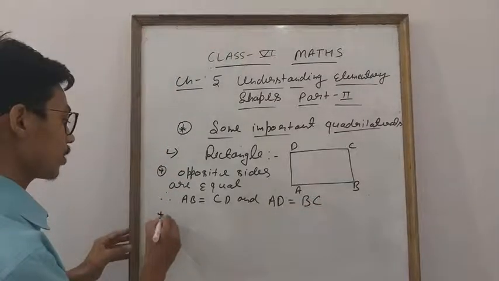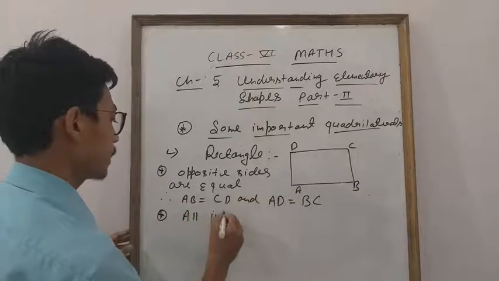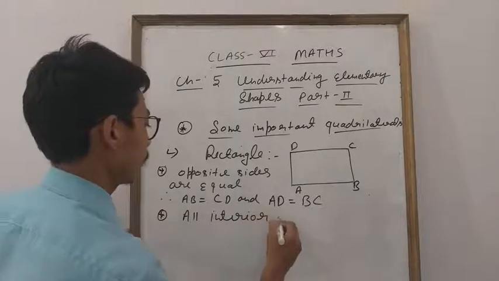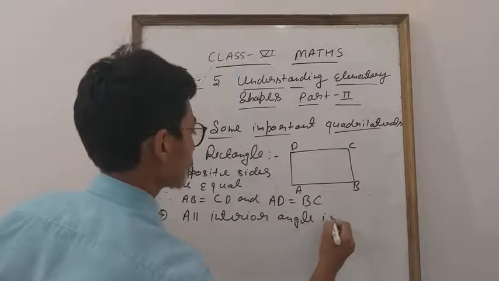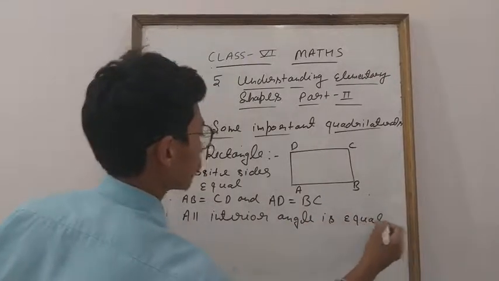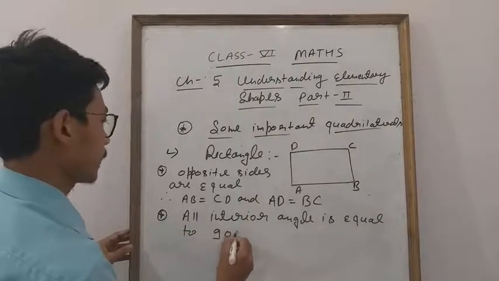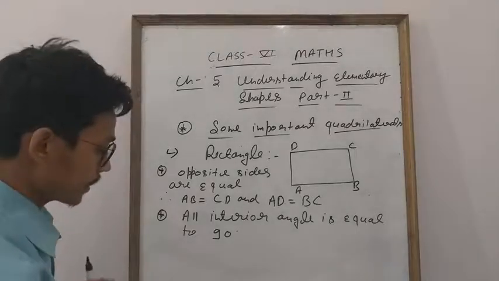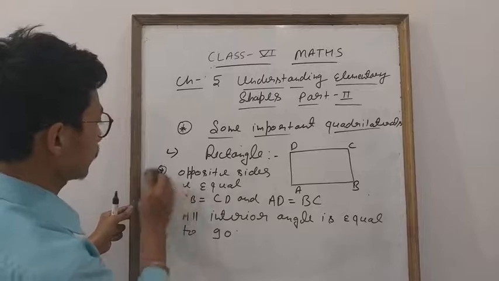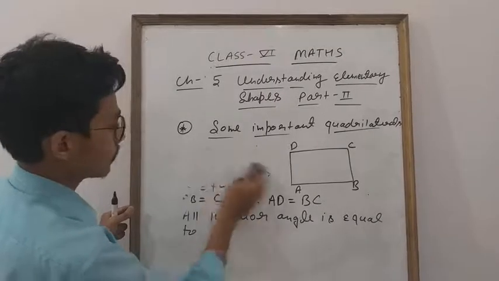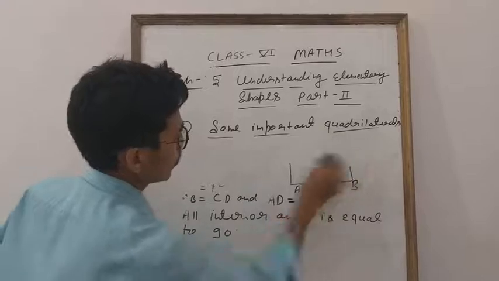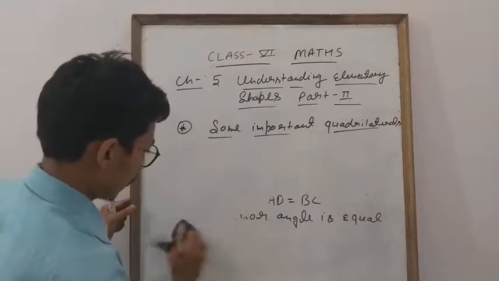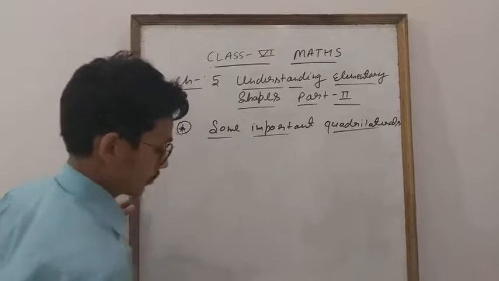And the second property is that all interior angles are equal to 90 degree. Clear everyone? In this also all interior angles are equal to 90 degree and opposite sides are equal. So this is the property of rectangle. Okay everyone, the next thing is parallelogram. What is the meaning of parallelogram? These terms are very important students, so read it out.